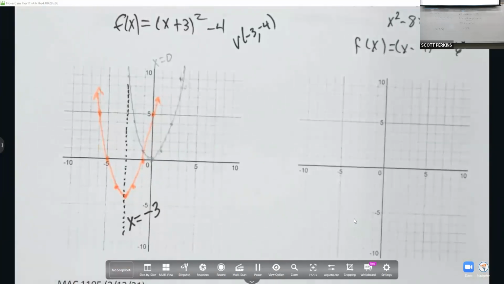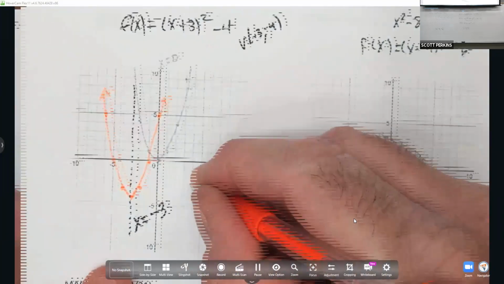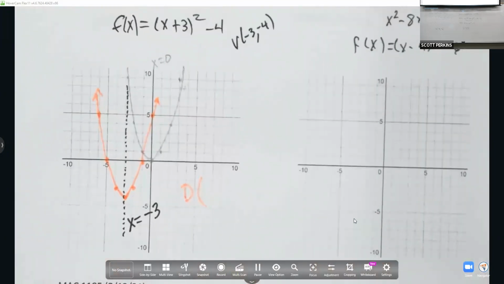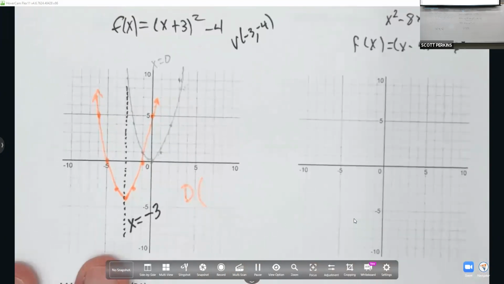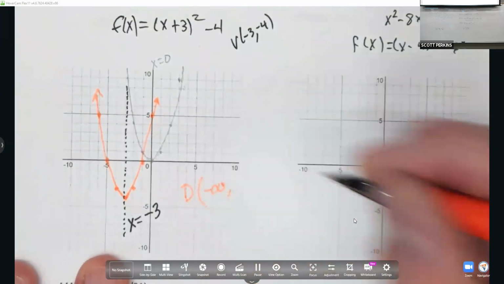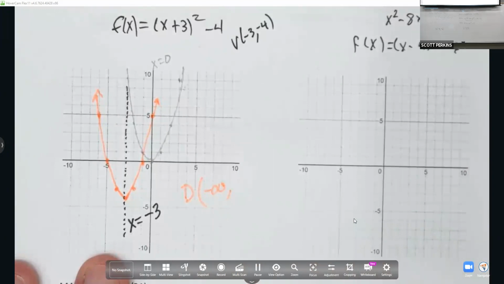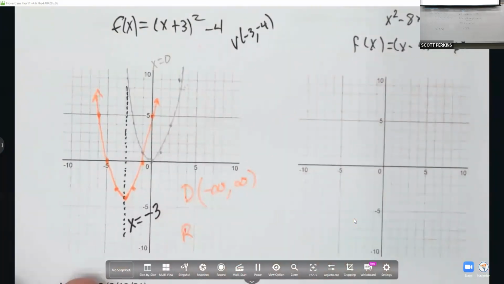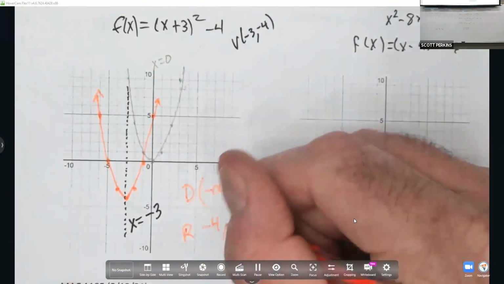What's the domain and the range? So of my orange function, the domain. Well, the domain doesn't really change with my parabola. How far left does the orange graph go? How far right does the orange graph go? It's the range that gets interesting. What's the low value of the orange graph? What's the high value of the orange graph? Okay.